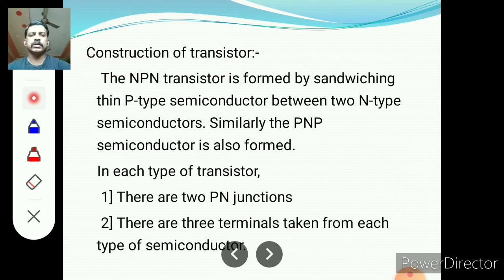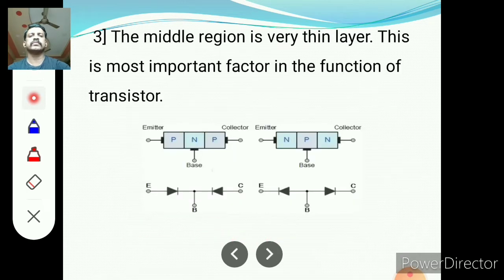Construction of transistor. An NPN transistor is formed by sandwiching a P-type semiconductor between two N-type semiconductors. Similarly, the PNP transistor is formed, and in each type of transistor there are two PN junctions. There are three terminals taken from each type of semiconductor. The middle region is a very thin layer. This is the most important factor in the function of a transistor.